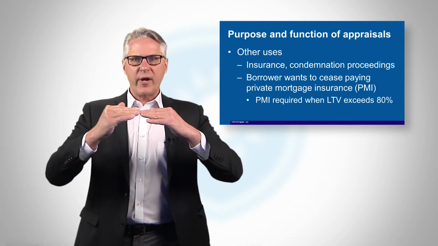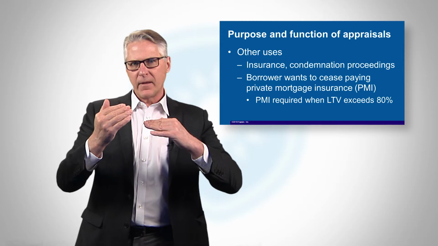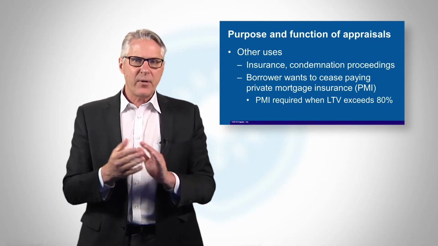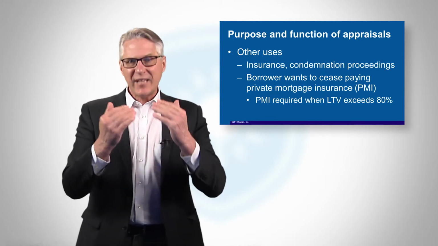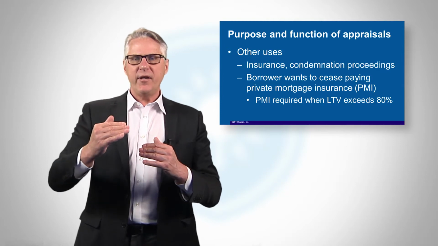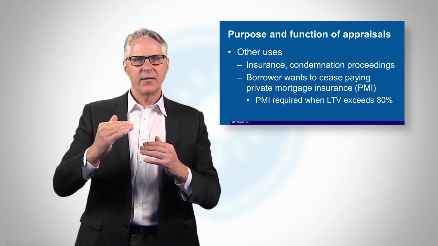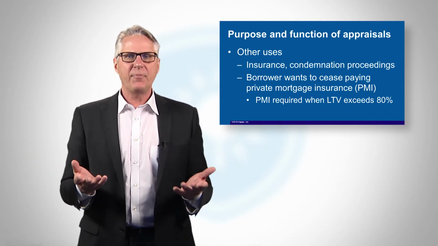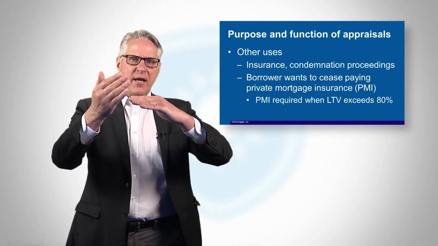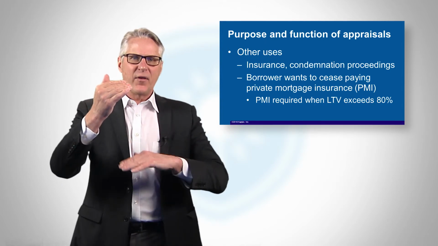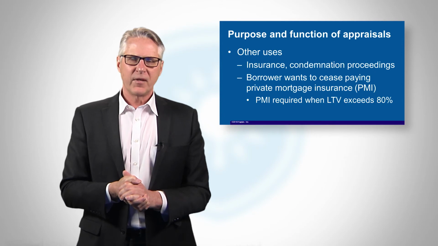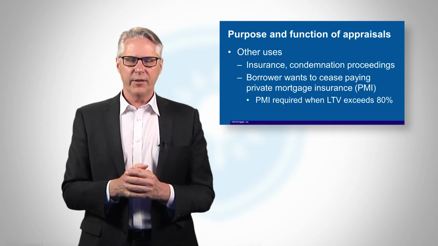LTV, the loan to value ratio, exceeds 80%. So if you get a 90% LTV loan, then you're going to have to pay this private mortgage insurance, but you can stop paying that private mortgage insurance when the LTV drops to 80%. So how do you know the LTV has dropped to 80%? Well, you get the property reappraised, and if the current loan is 80% or less of the current value, then you can stop paying the private mortgage insurance. There's a little wrap up of some appraisal issues.